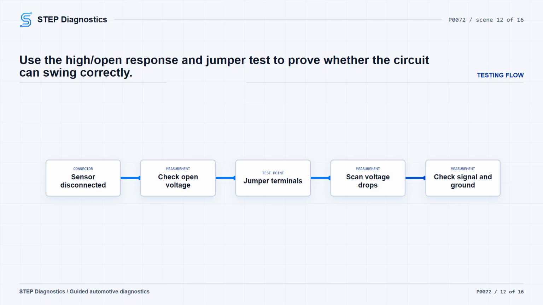If the signal and ground circuits test good and the voltage is still reading high or only the circuit high fault is present, inspect all related harness connectors before condemning the ECU. If no issues are found, the ECU replacement decision is supported by this test path.